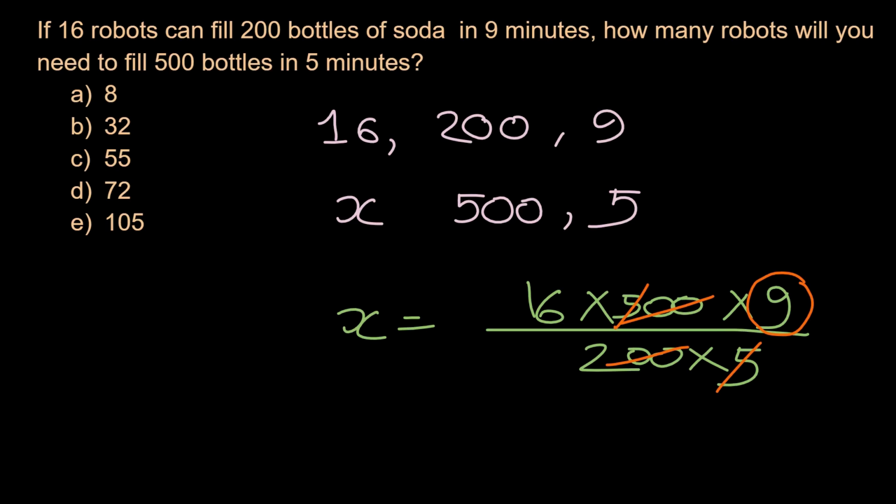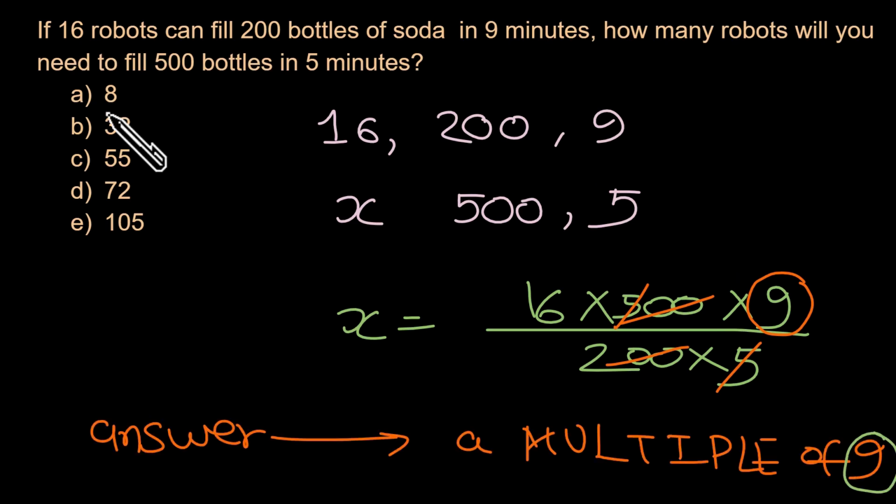If 9 is in the denominator, which cannot happen because then it will be a non-integer answer. Since the answer must be an integer, 9 must be in the numerator. Nothing else will cancel the 9. The answer must be a multiple of 9. Alright, now all we need to do is look for multiples of 9.